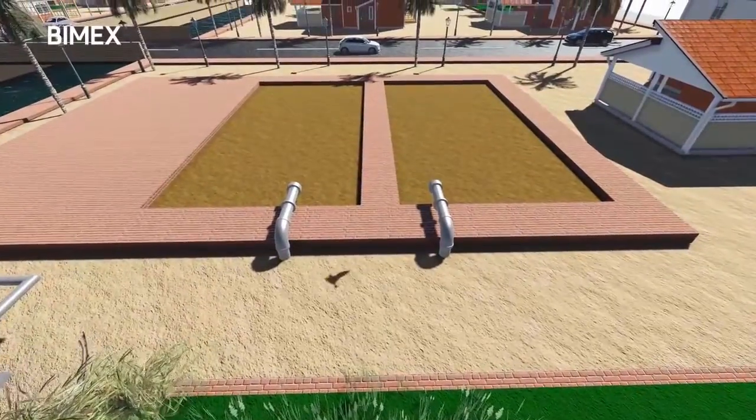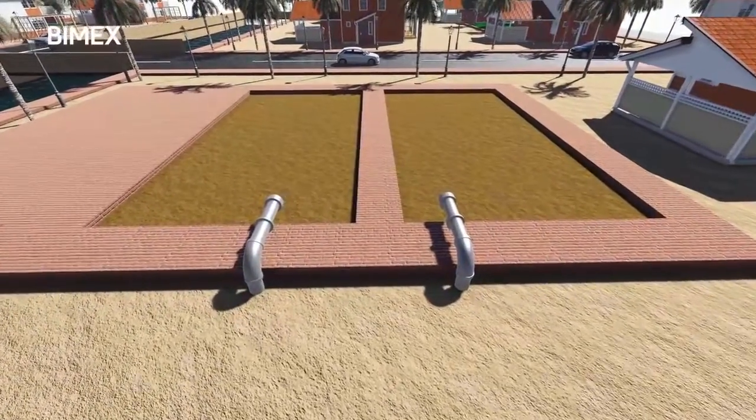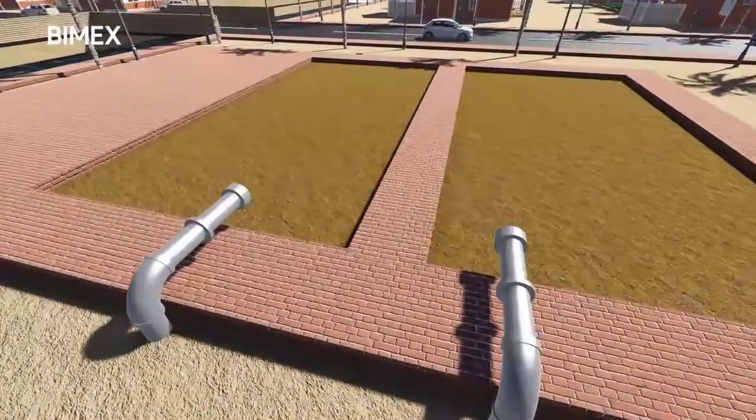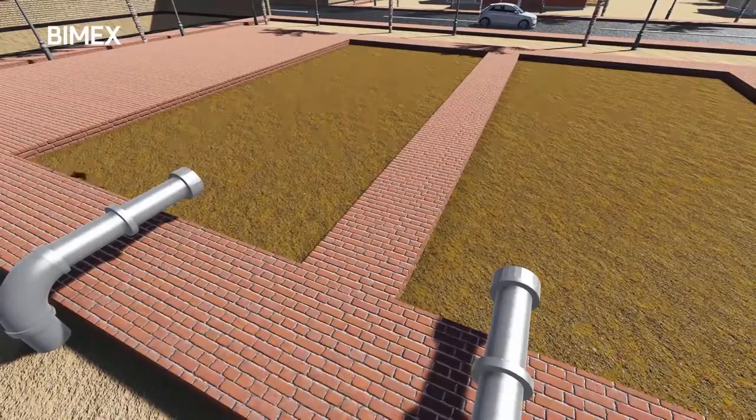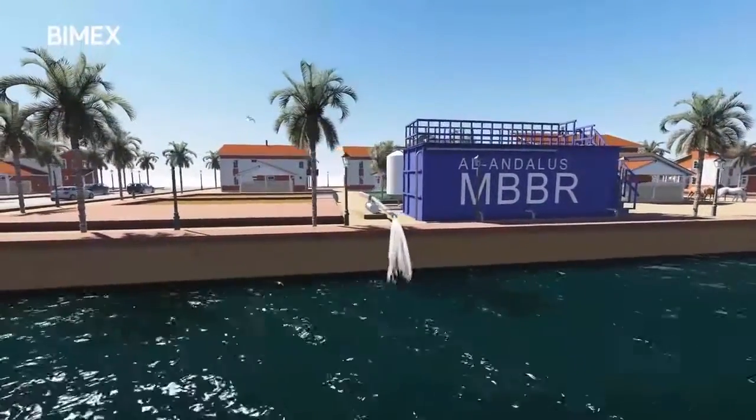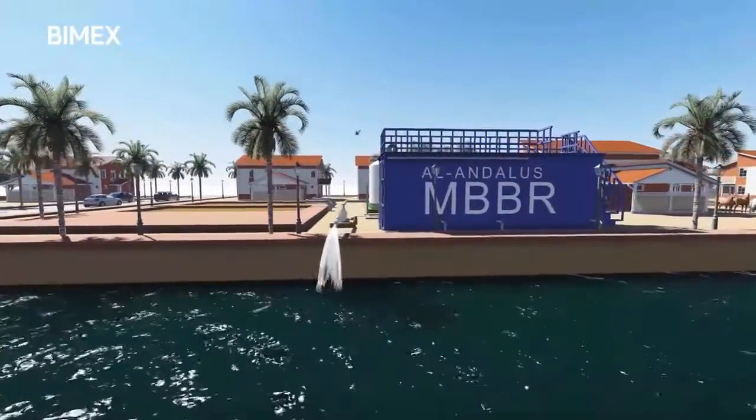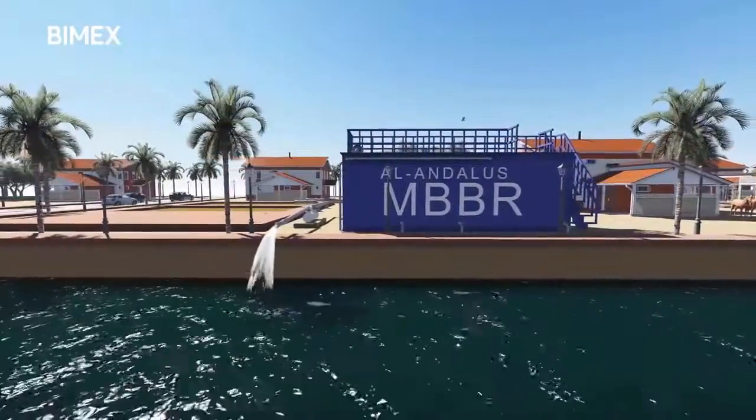The extra sludge from the clarifier is ejected from the MBBR unit to the drying beds for recycling. The output water is then discharged out of the unit and is ready to be reused.